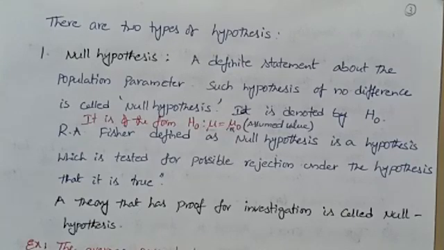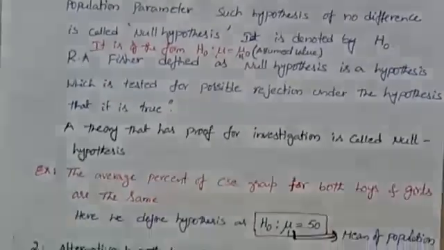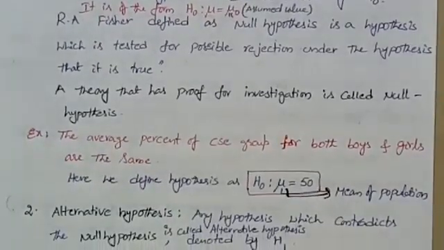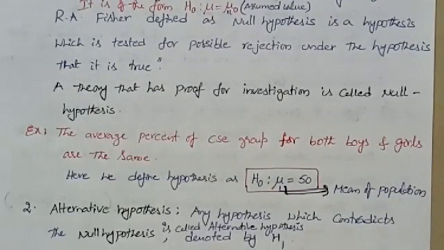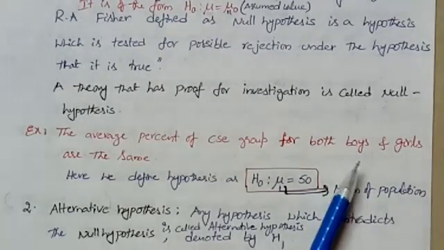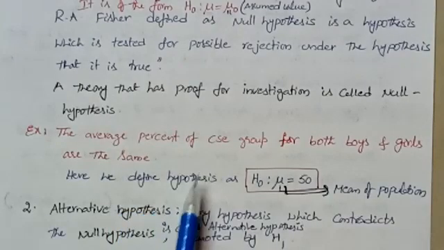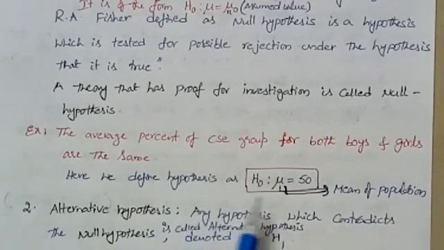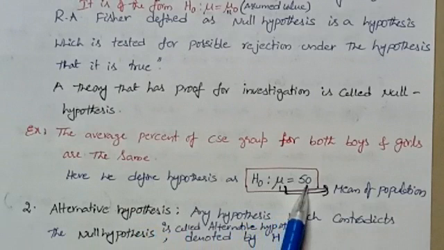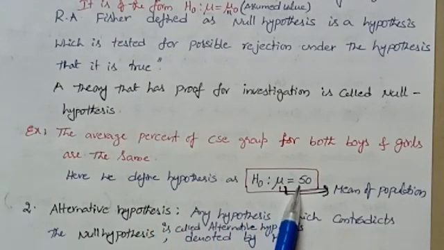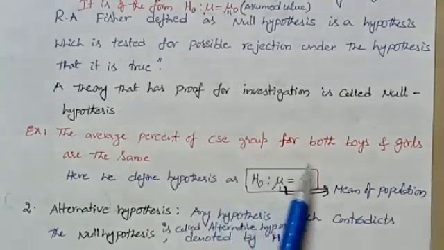Example, the average percent of CSE group for both boys and girls are the same. Here the boys' percent and the girls' percent both are the same. There is no difference. That is taken as null hypothesis, and it is written in the form H naught: mu is equal to 50. So here mu is the mean of population and this 50 is the average percent of the boys and girls.